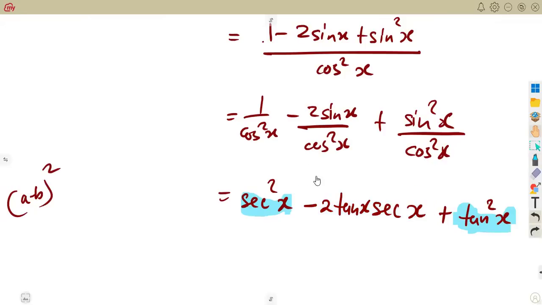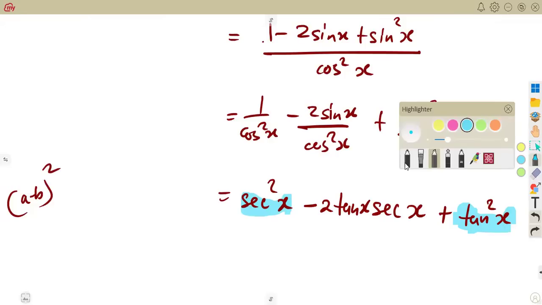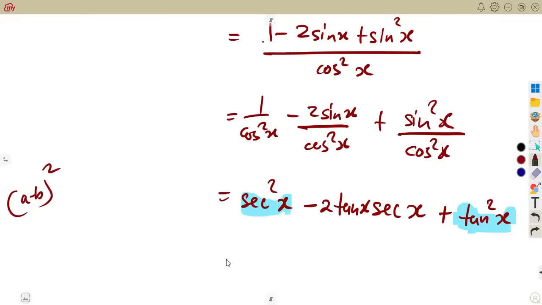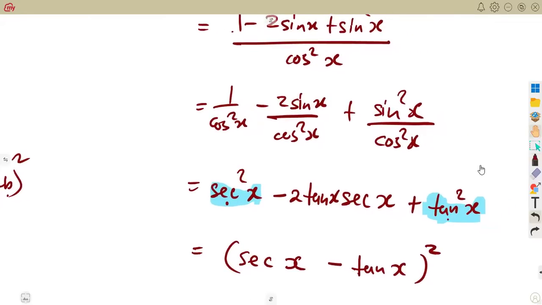So it was taken from what? If you understand this, guys, it means it was taken from what? It was taken from (a minus b) squared, our a, which is the sec of x, minus our b, which is the tan of x, all squared. Algebraic identities, expansion. If you understand that expansion, therefore you must also understand its factorization.